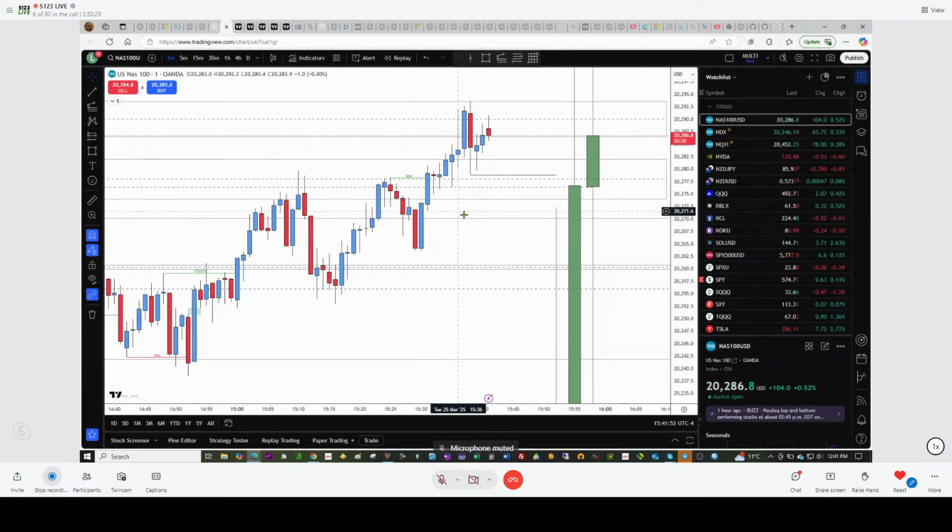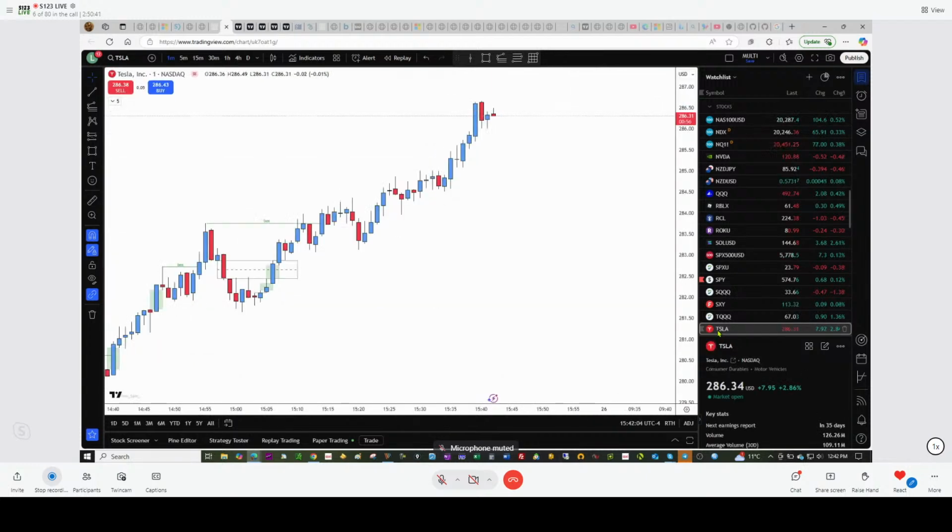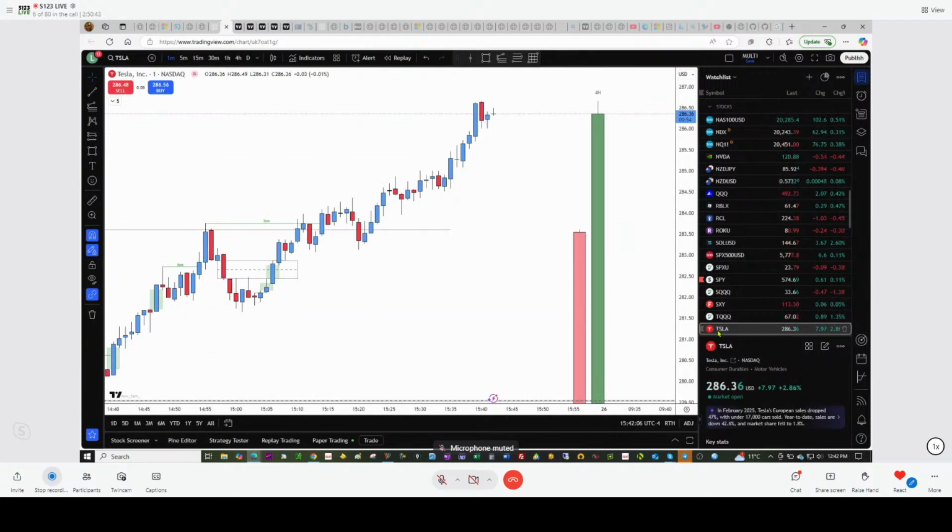So looking for a 1, 2, 3 top. We've got a nice 1, 2, 3 top set up right now. How is Tesla doing at this point? Tesla's not turning at all. Very strong. Still going. Trying to turn a little bit.